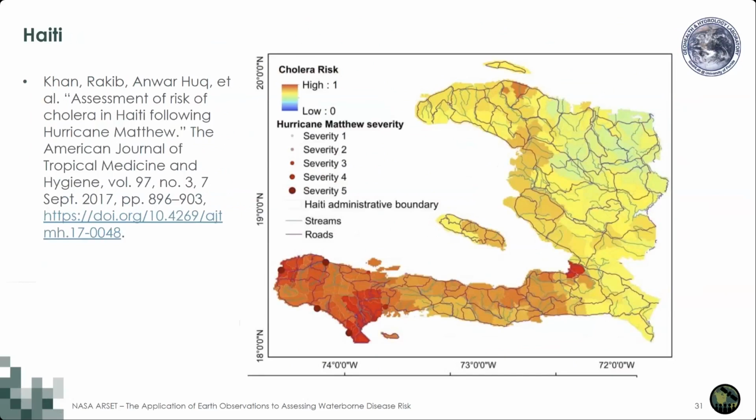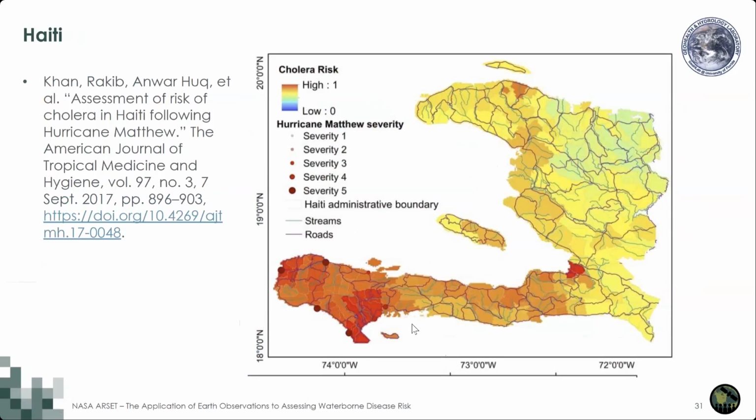More recently, cholera is typically thought to be endemic to places like Africa, the Middle East, and even in parts of Asia. But for Haiti, the cholera outbreaks that have been going on there have been much more recent. So in 2017, we did this study looking at cholera reported after Hurricane Matthew went through the country. Down on the bottom left here, you can see the identified areas of hurricane severity on these red dots, as well as the high risk of cholera, which is in the red.